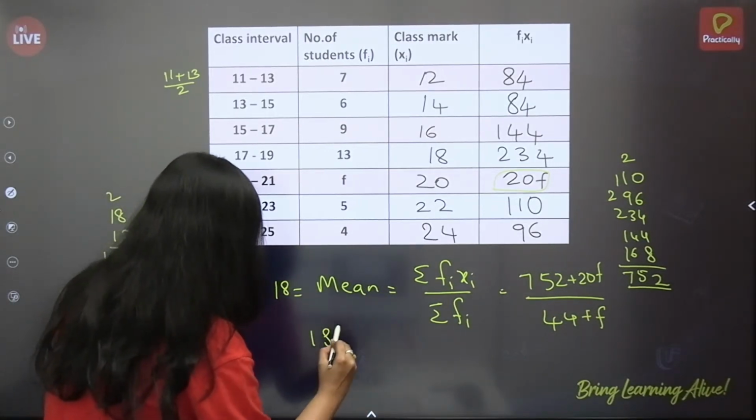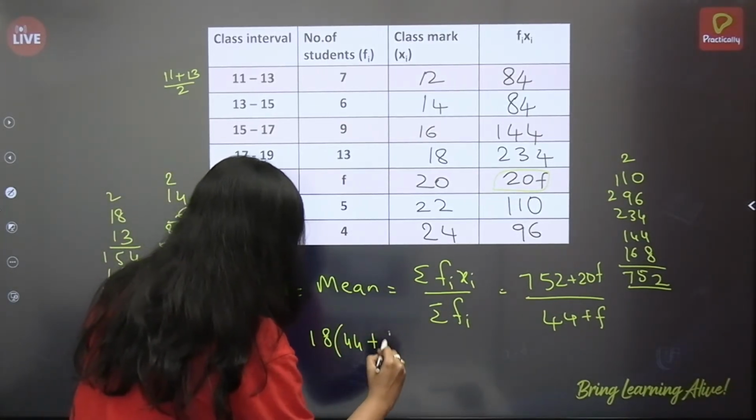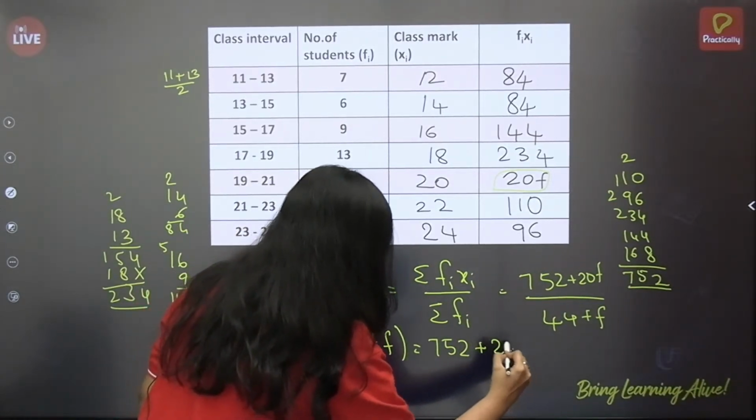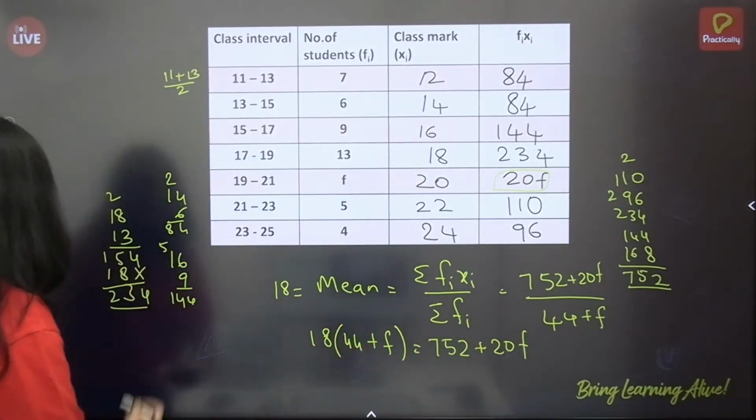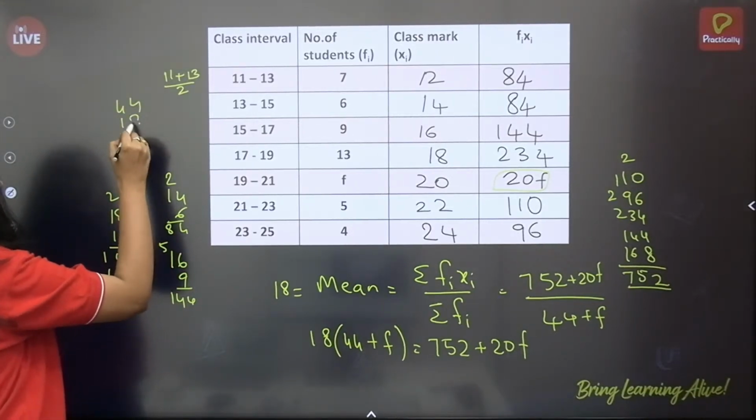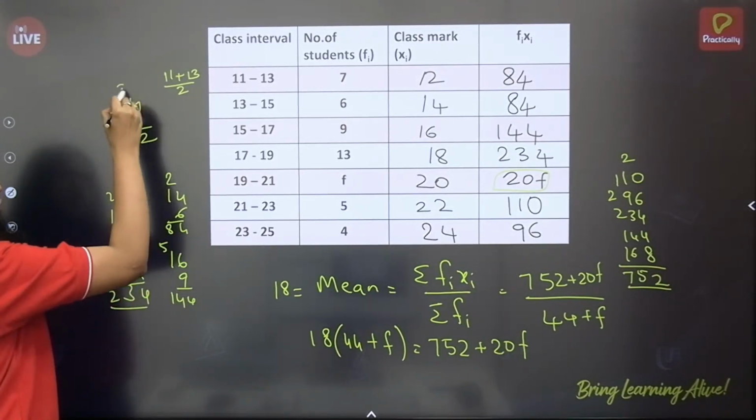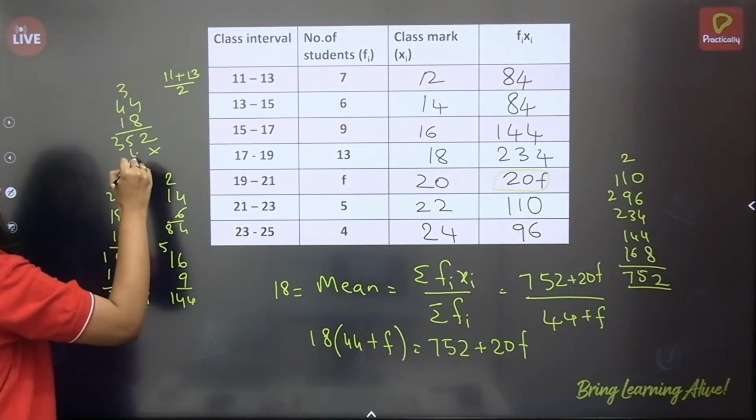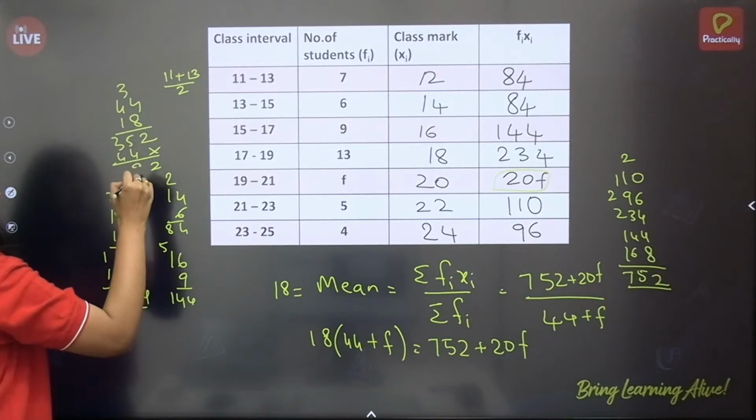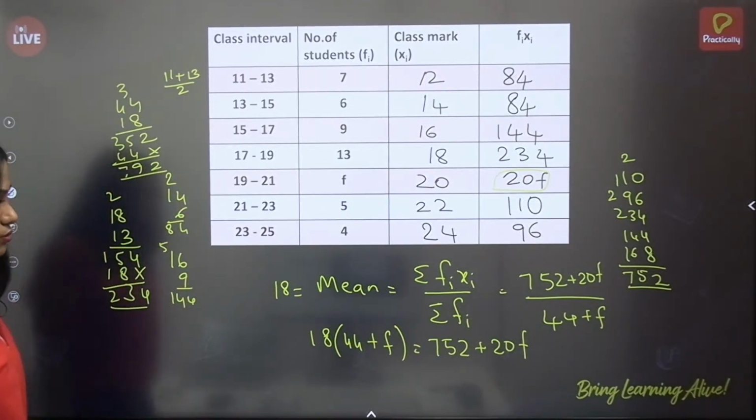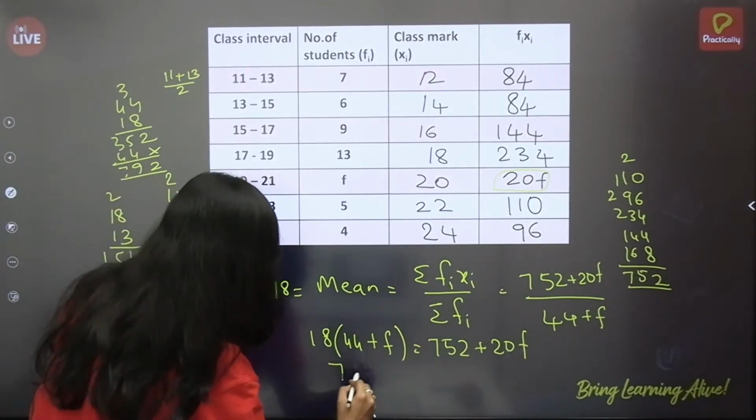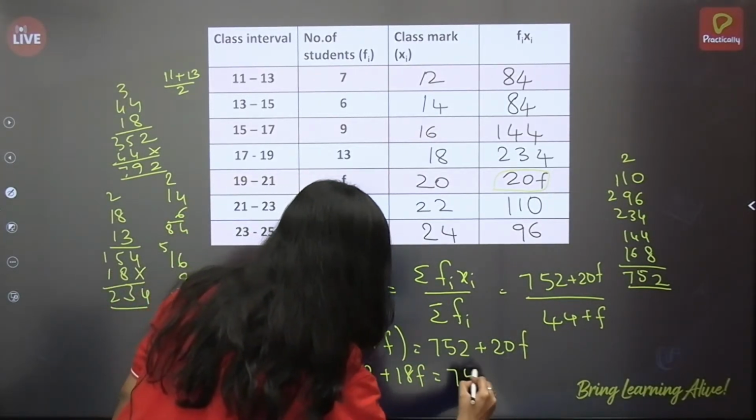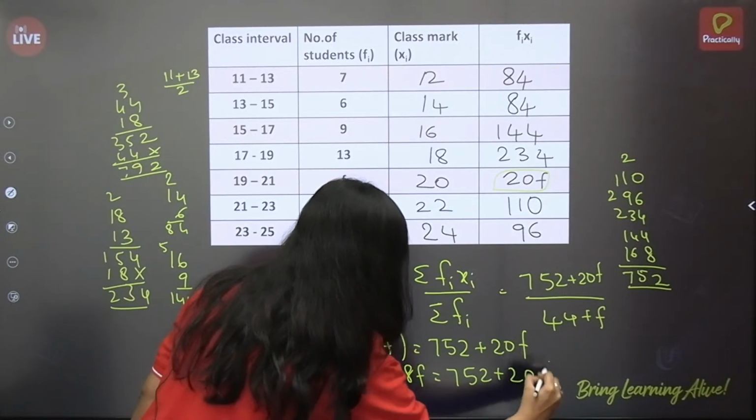So 18 into 44 plus F is equals to 752 plus 20F. So what is 18 into 44? Let us do it. 8 times 4 is 32. 32 plus 3, 35. 1 4s are 4. 4 plus 3, 792. So 792 plus 18F is equals to 752 plus 20F. Correct?